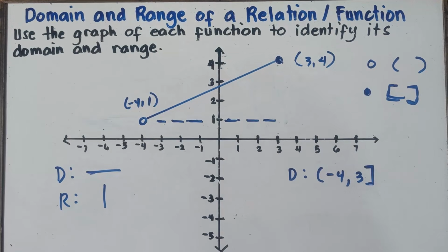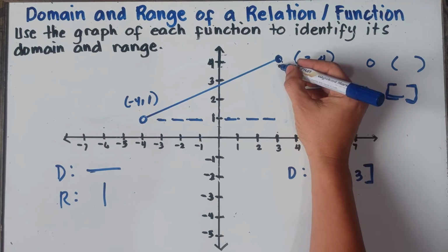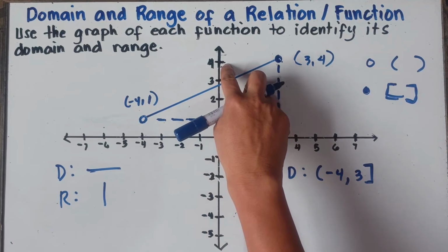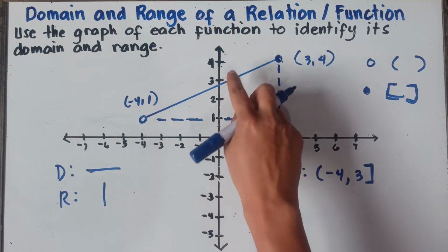Alright, and then for the range, class, that will be the vertical distance. So this one right here. This will be the range, from +1 up to +4. The range is the vertical distance from +1 up to +4.